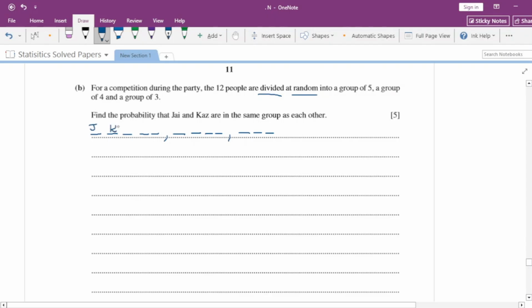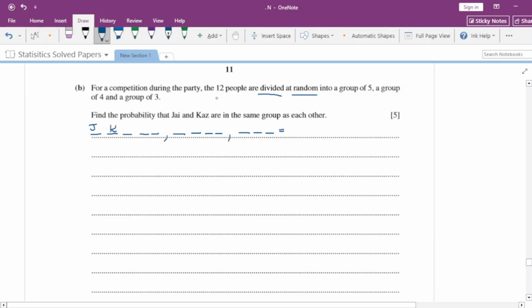Now the way we approach these questions is, we always first of all make the slots, make the available positions, and then we fix the items that we can fix. Over here, I'm fixing Jai and Kaz. That means I'm already pre-selecting them. I don't need to select them again or worry about selecting their positions. I've already made one case and I've set them in the group of 5. Now they will remain there. I don't need to select them, but we do need to select the other people.